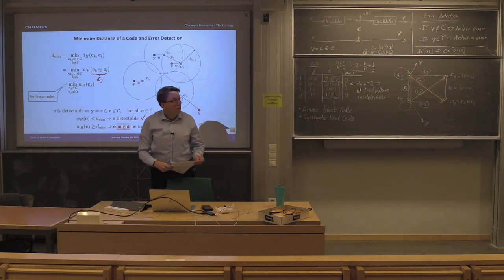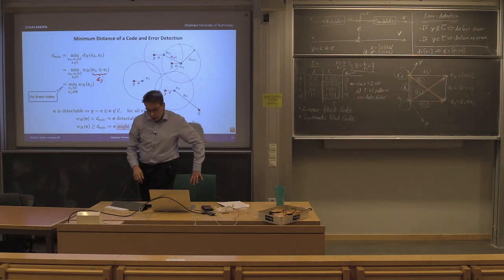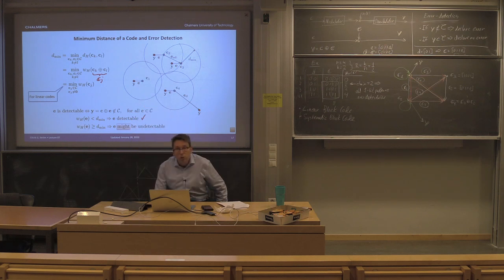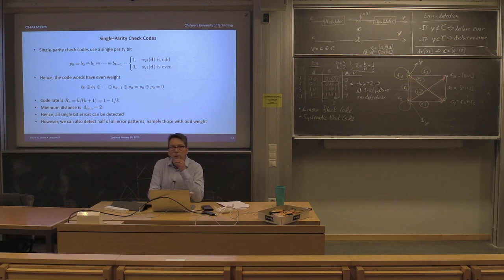Okay, so that is about the theory of block codes. Let's try a few examples and see how they play out. These are examples of codes which are used in practice, and as usual, they have different complexities and different performance. So the simplest error check code we can think of is the single parity check code.